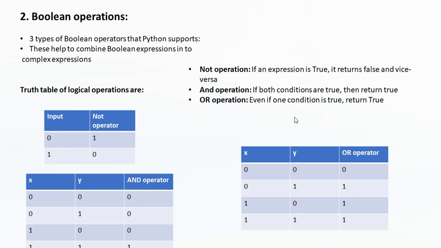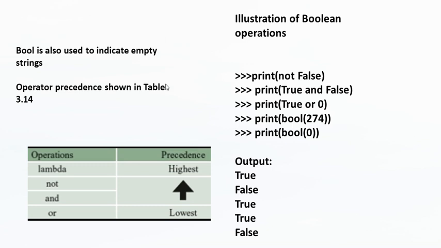Now OR operation, what happens is, even if one condition is true, in the sense 1, then the output will be 1. See, for the first condition, input 0, 0, the output is 0. In all the other conditions, even if one condition is 1, the output would be 1. So these are the three logical operators. Now bool is used to indicate these. Empty is also used to indicate empty strings. So this is an illustration of the Boolean operations.